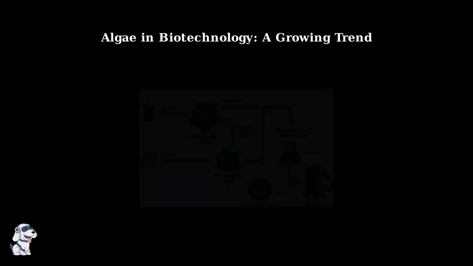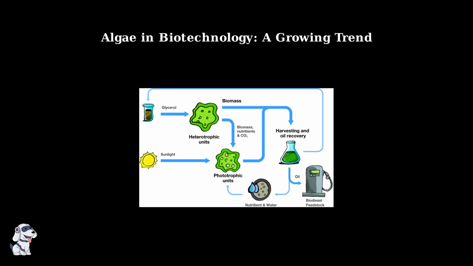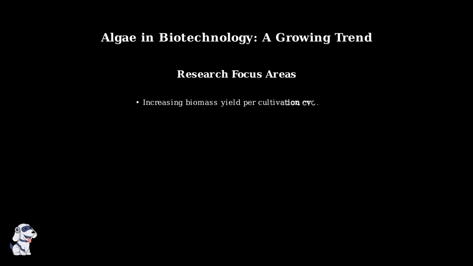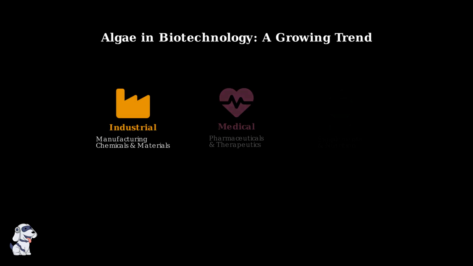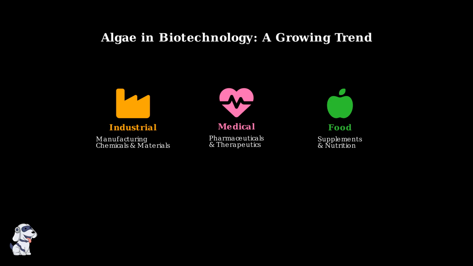Here's how the biofuel production process works in practice. This integrated system uses both sunlight and organic materials to maximize biomass production. Current research is intensely focused on increasing both biomass production and the concentration of bioactive compounds that algae can produce. These advances are driving applications across three major sectors: industrial manufacturing, medical and pharmaceutical development, and food production.